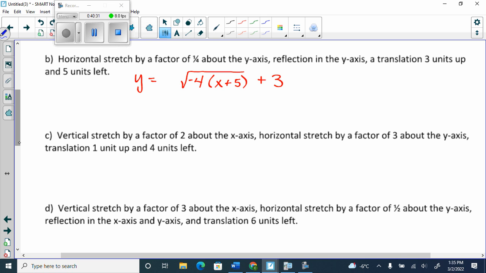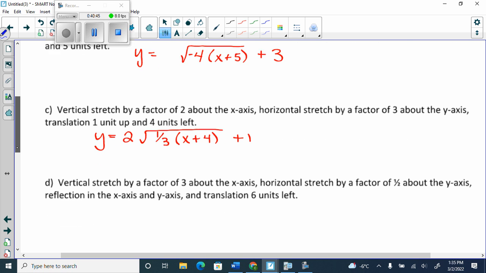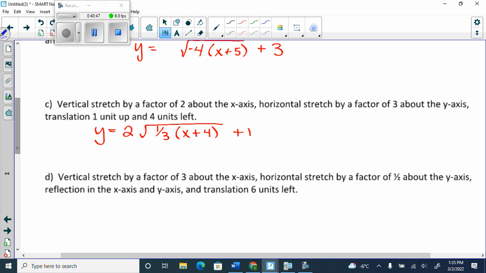C, we have a vertical stretch by a factor of 2. Horizontal stretch by a factor of 3, so I get a third. Translation 1 unit up, 4 units left. D, vertical stretch by a factor of 3. Horizontal stretch by a factor of 1/2. Reflection in the x-axis and the y-axis. Translation 6 units left.